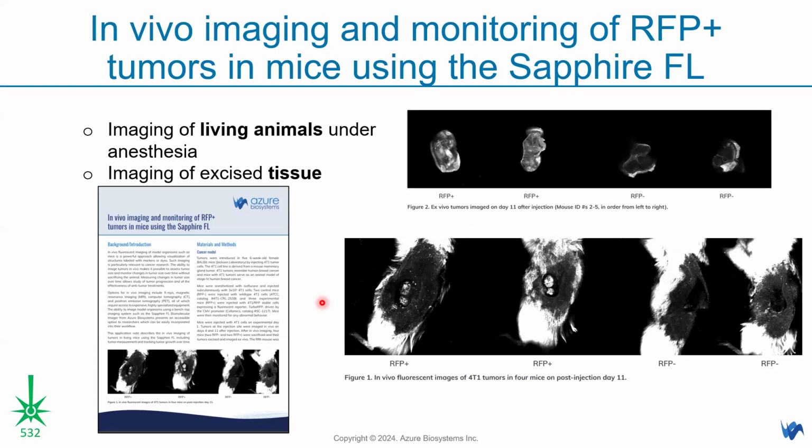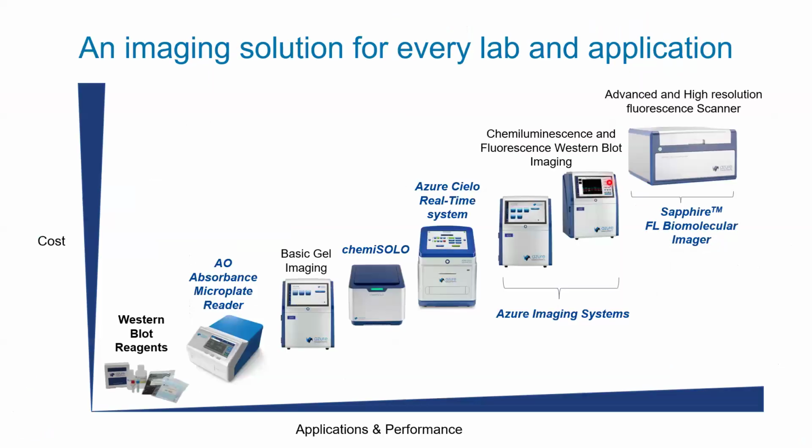So at Azure Biosystems, we have imaging solutions for your basic laboratory needs and routine applications. Sapphire FL is our highest end system. This is something we are very confident with, which provides you advanced and high resolution fluorescent scanning, including phosphor imaging scanning as well.